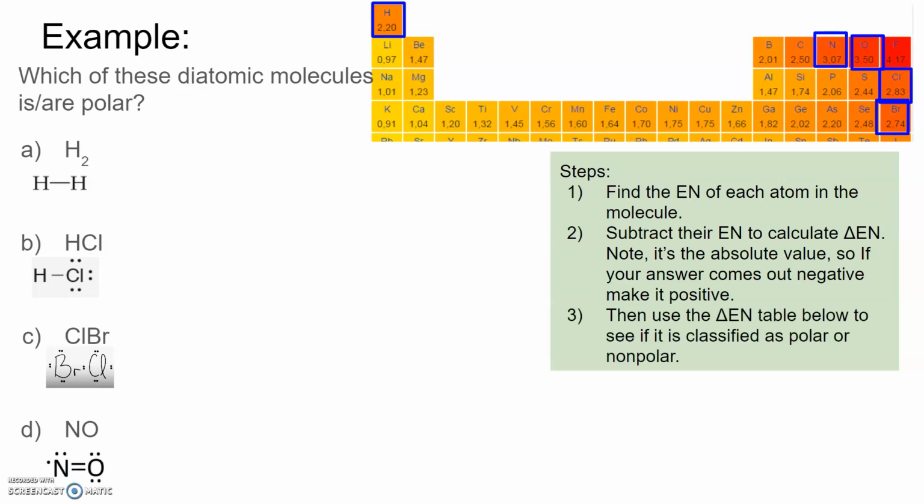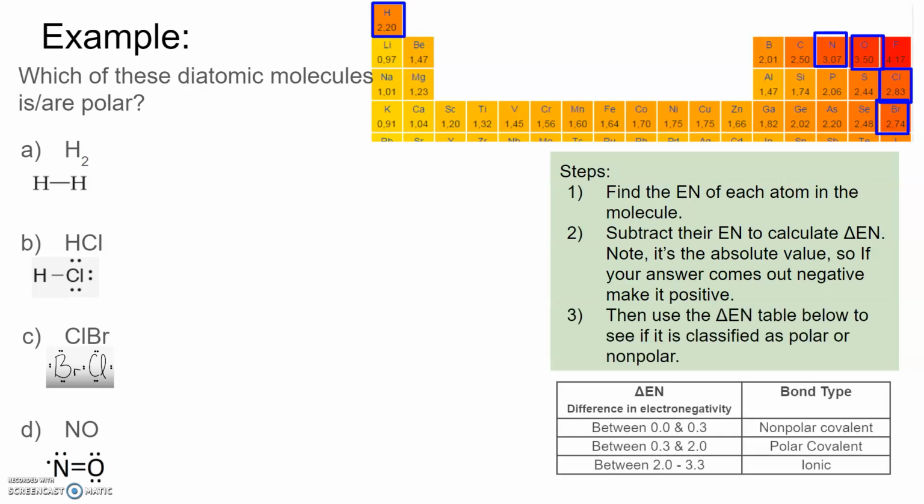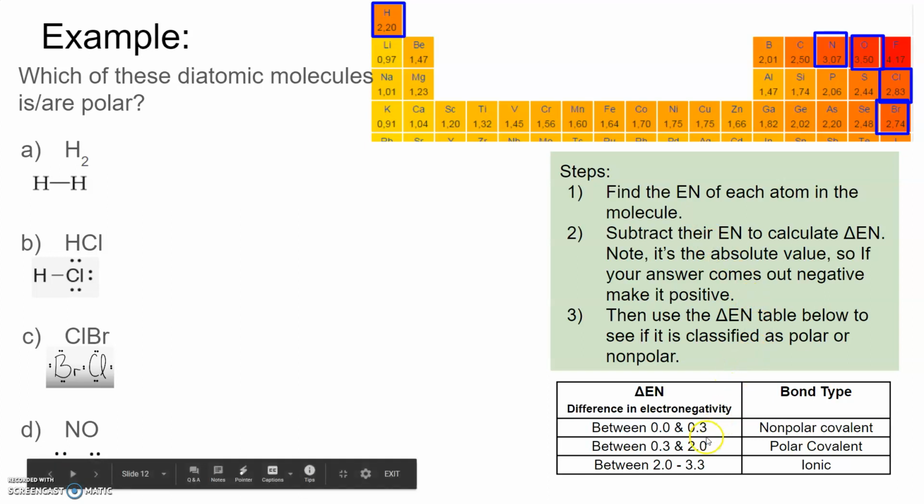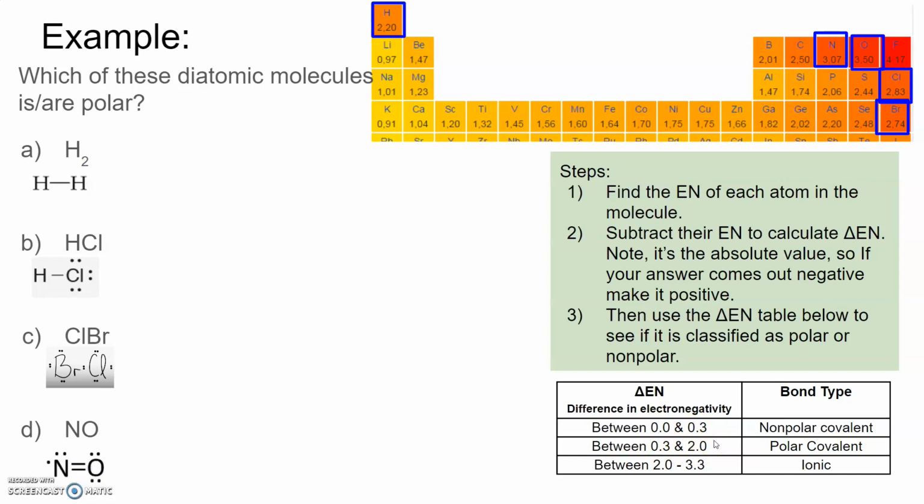And then finally, we're going to use the difference in electronegativity table shown below to see if it's classified as polar or nonpolar. One quick note: yesterday I had the range for a polar covalent bond between 0.3 and 1.9. I changed it to 2.0 because that's more in keeping with the examples that we see here. I can do that kind of change because these values are on a spectrum. Scientists set these things up based on things that they have observed, so those numbers can change depending on the source that you're looking at.